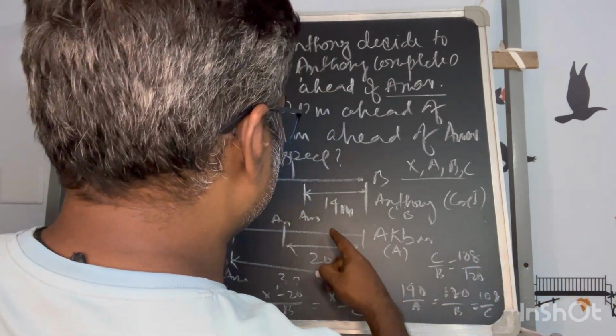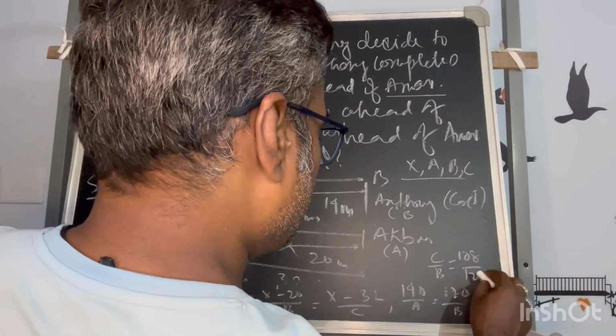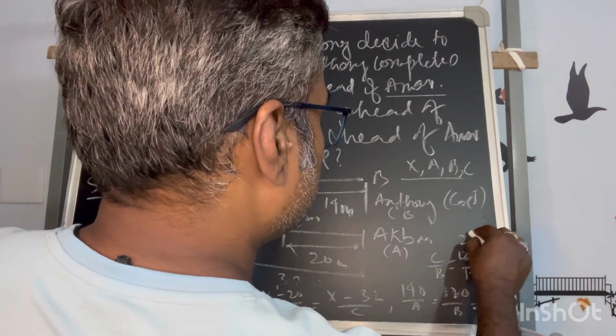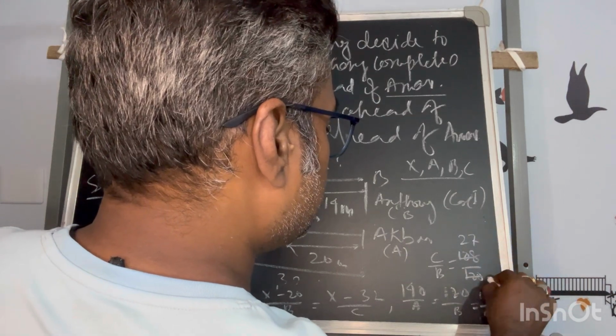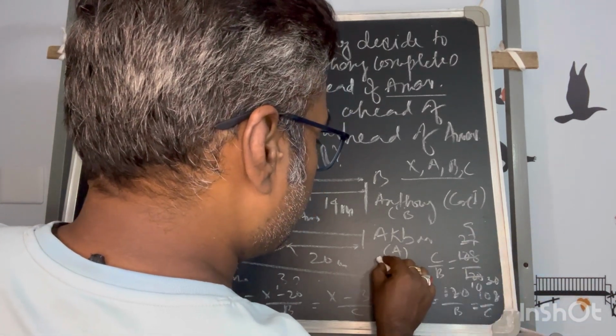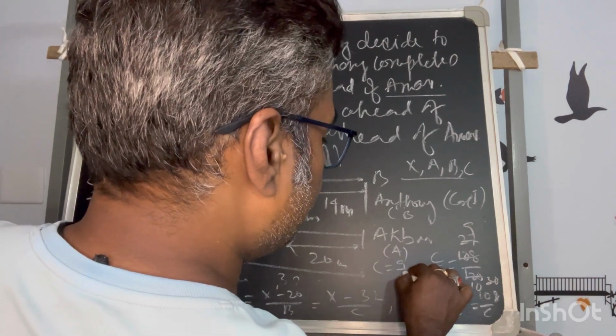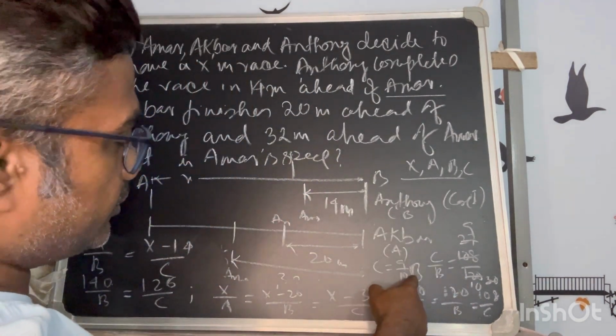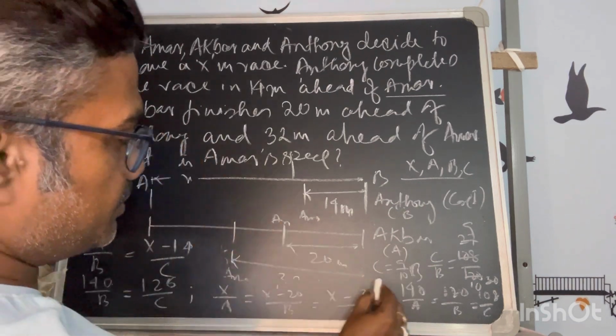Okay, so this 108 means how much? Now see, c is equal to 9 by 10 of b. So 9 tenth of b, where b is Anthony speed we have taken.